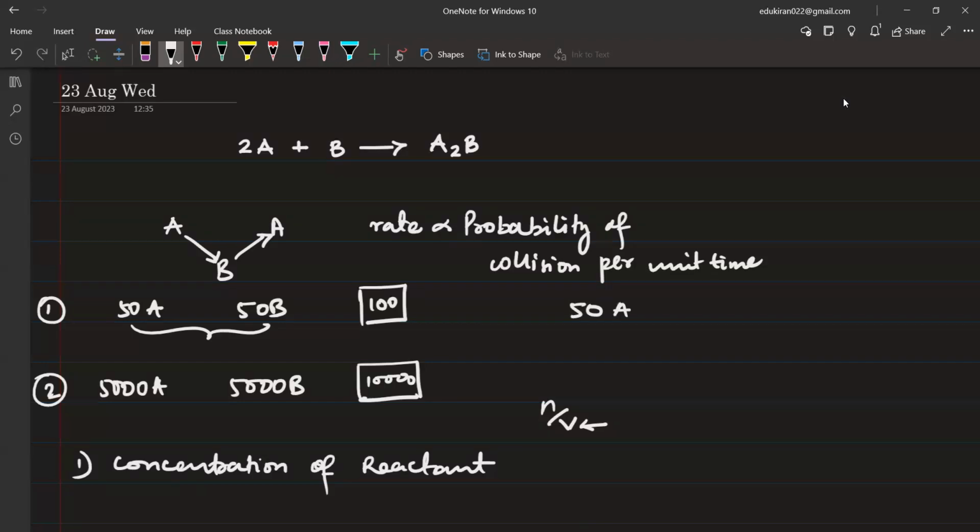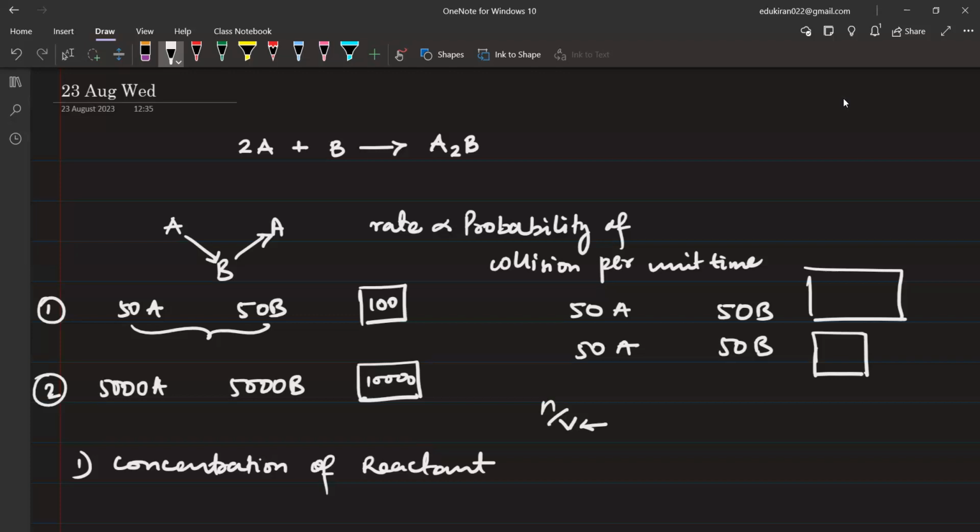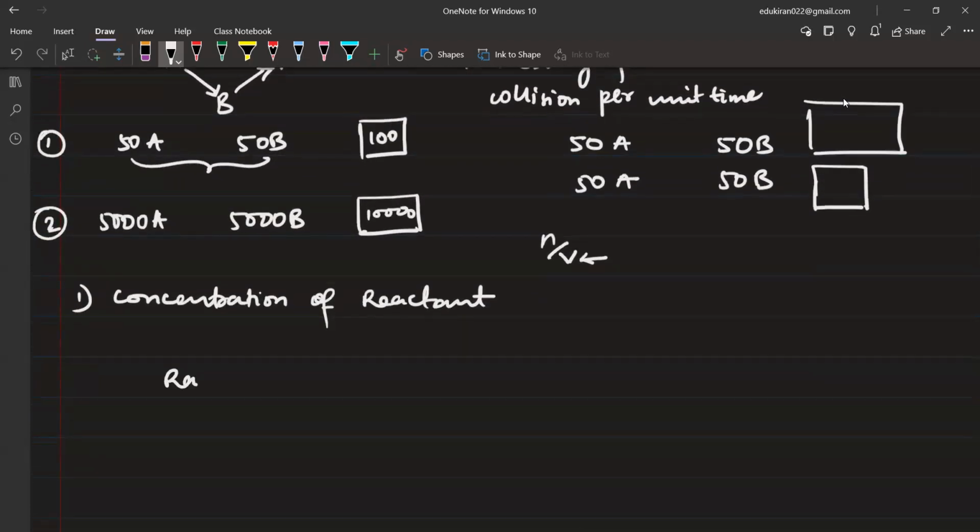Let us suppose I have 50A and 50B in both cases. But in the first case, I have taken a big playground, and in the second case, I have taken half of it. So obviously, the probability of collision will increase as I decrease the volume. That is why we take concentration and do not talk about the number of moles only. Rate is directly proportional to the number of moles, and inversely proportional to volume. If you increase the volume, the rate will decrease. If you decrease the volume, the rate will increase.